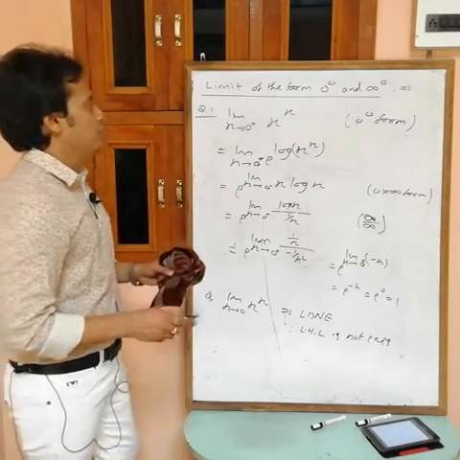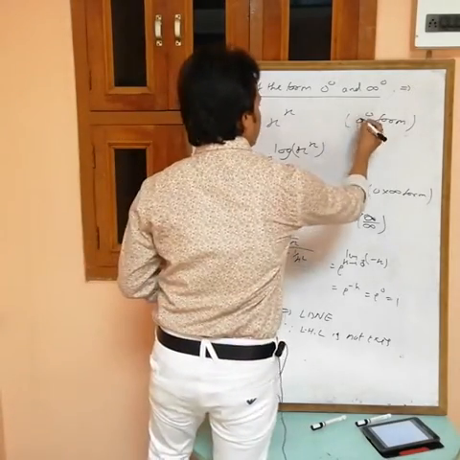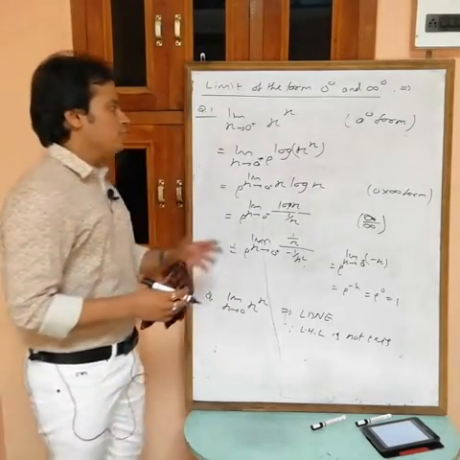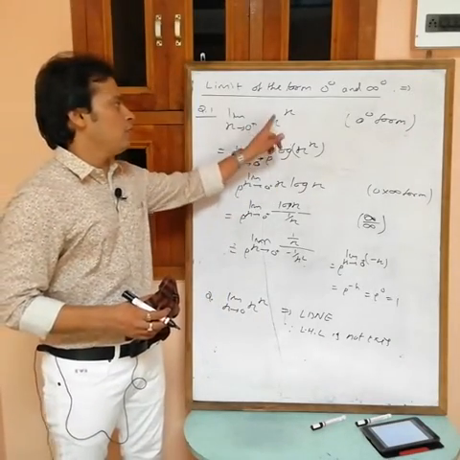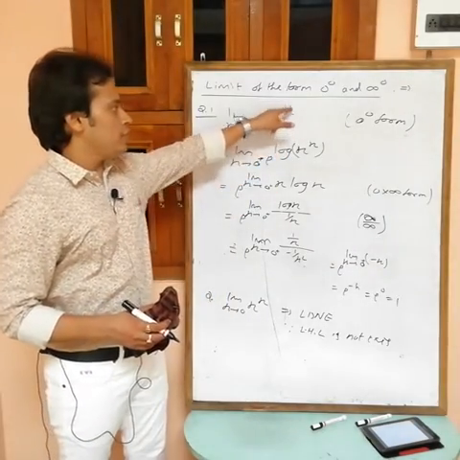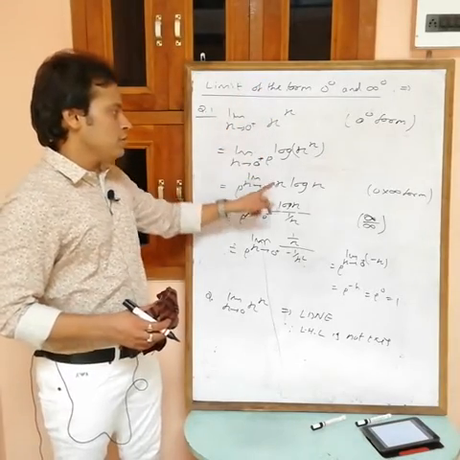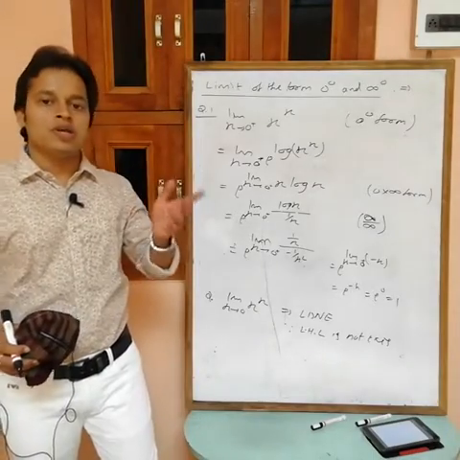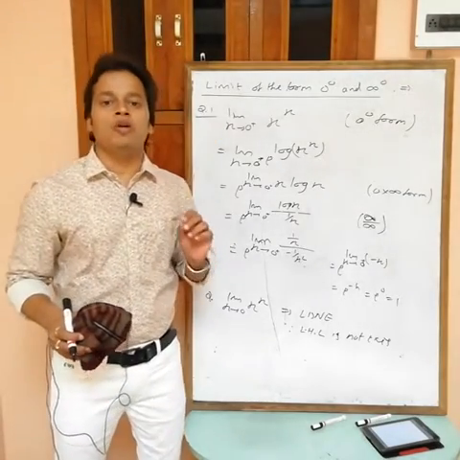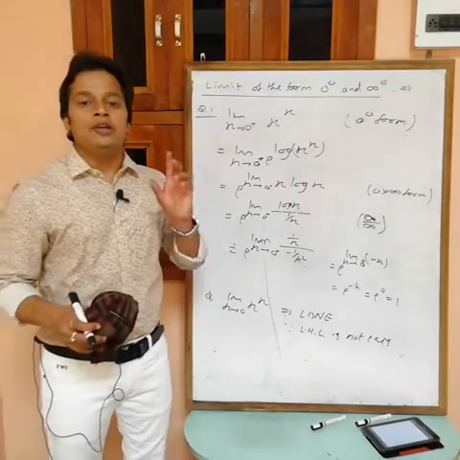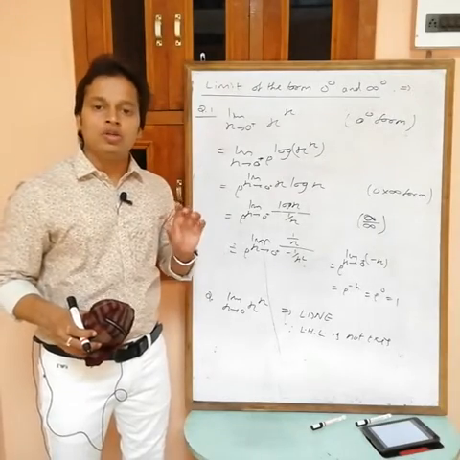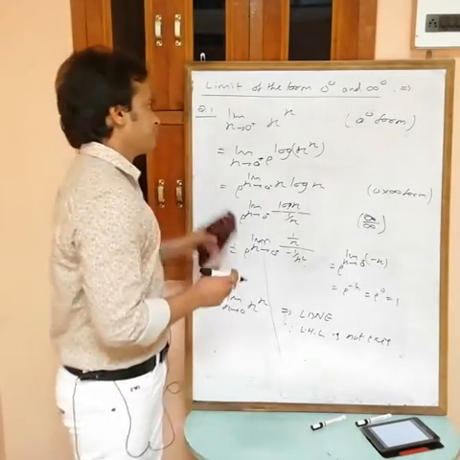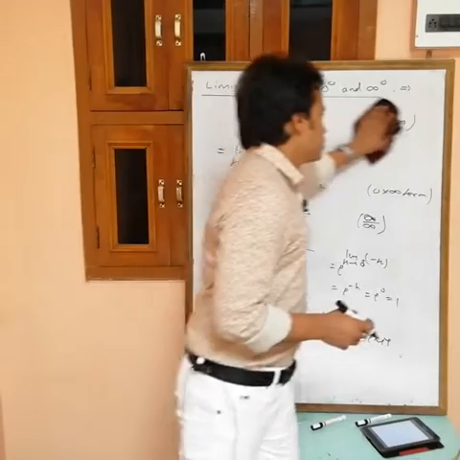So how to take this type of question? If you have 0 power 0 or infinity power 0, write this in terms of e power log of this. Then you can write the power in multiplication, then you will get 0 into infinity form. Then convert this either into 0 by 0 form or infinity by infinity form, and then use L'Hopital rule. Okay, next question.